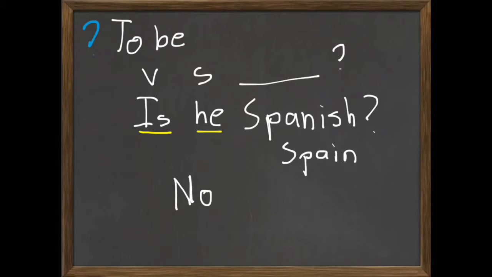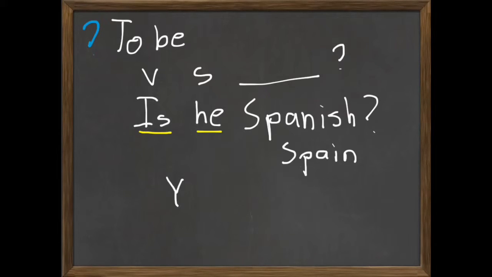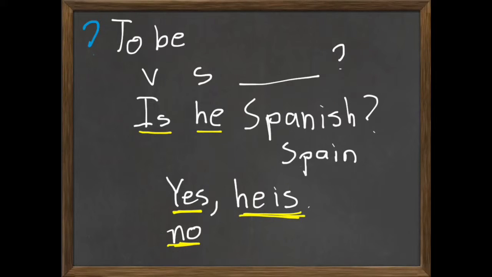If the answer is no, we would say no, he isn't. Or no, he is not. If the answer is yes, we would say yes, he is. We normally don't just say yes or no. We normally add the full answer after each of these words. Yes, he is, or no, he is not.